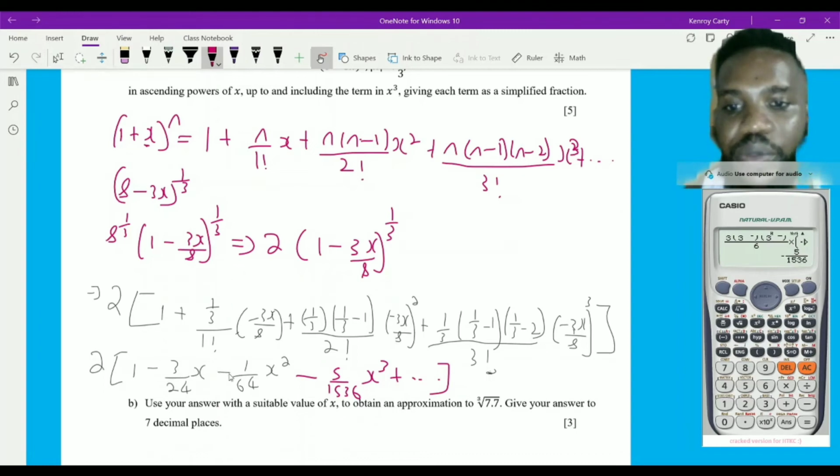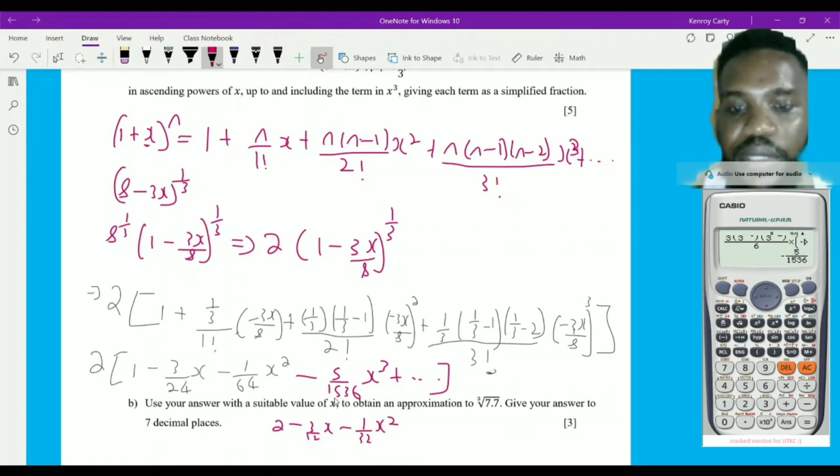You can multiply everything by 2. So if I multiply everything by 2, I'm going to have 2 times 1, that is 2. I'm going to have 2 times this, which is going to give me minus 3 over 12x. I'm going to have 2 times this, which is minus 1 over 32 x squared.